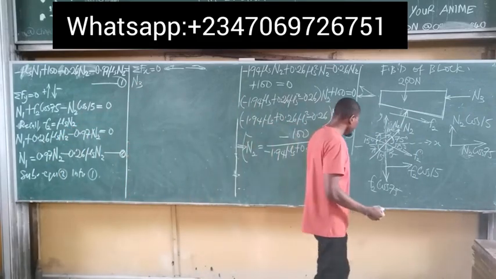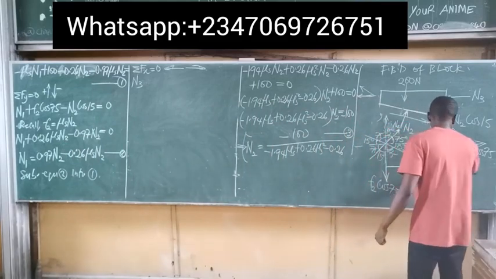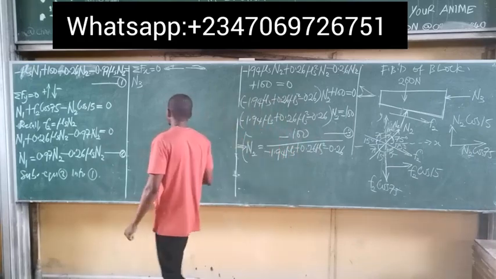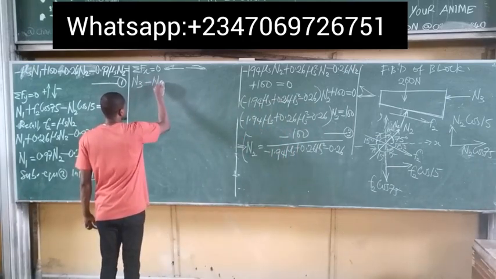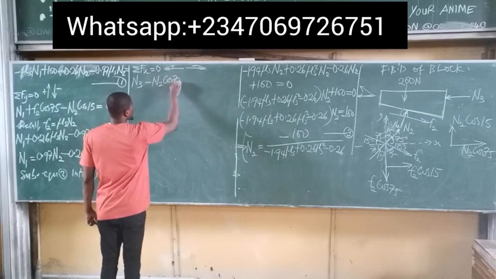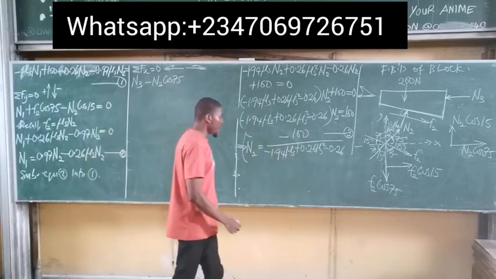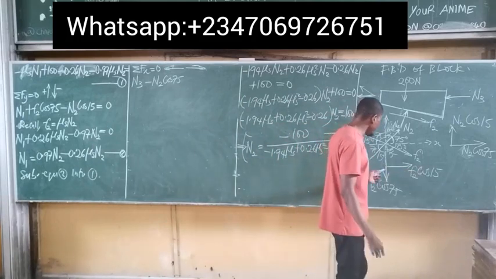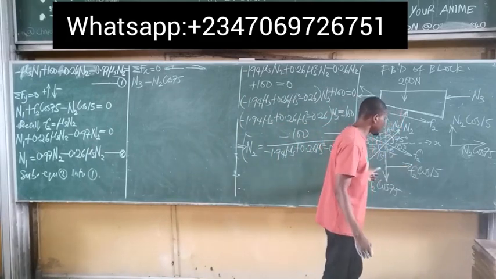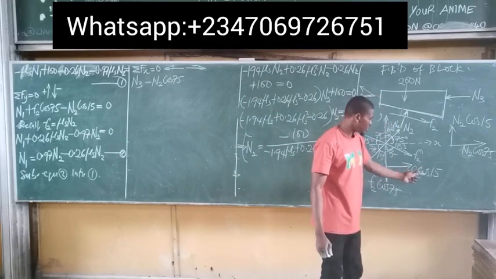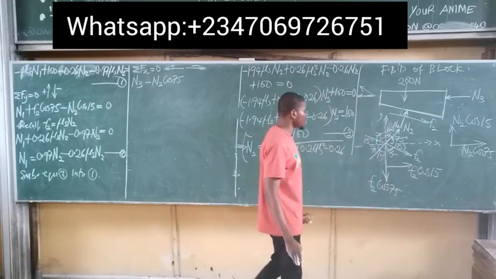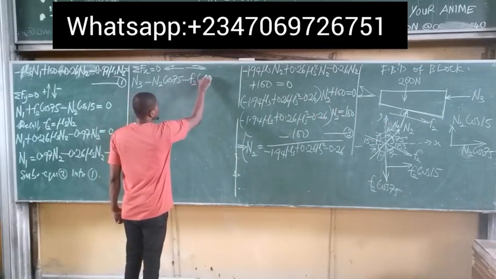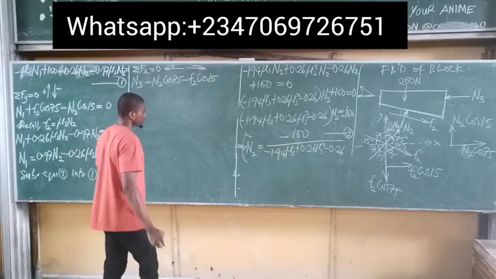I also have N2 cos 75 pointing to the right, so it's negative: minus N2 cos 75. I have F2 cos 15 pointing to the right, so it's negative. You will see that the frictional force is negative: minus F2 cos 15.